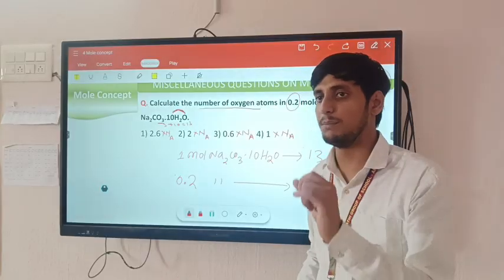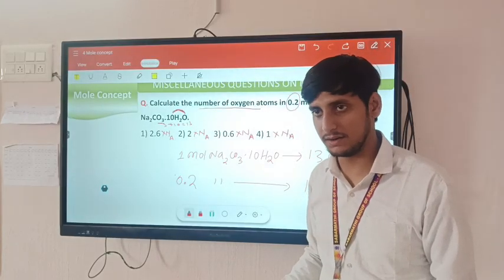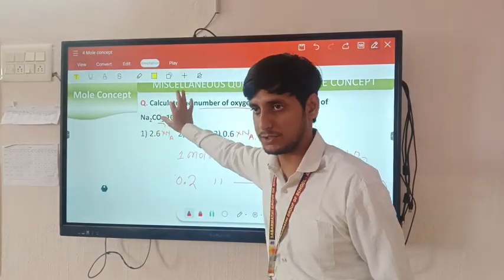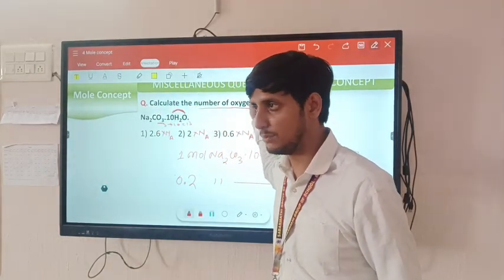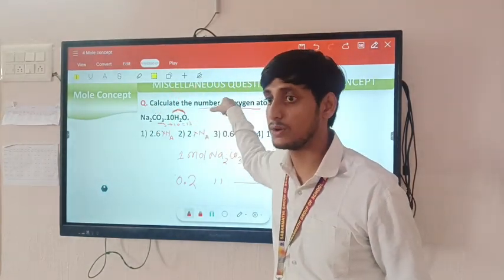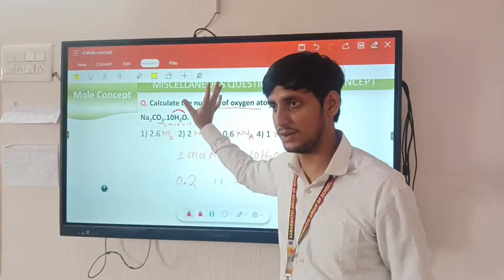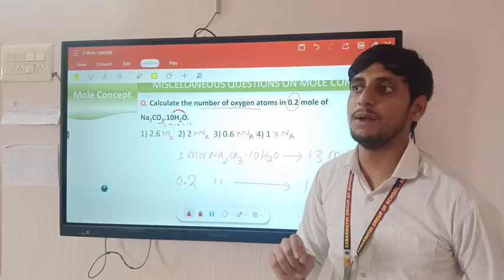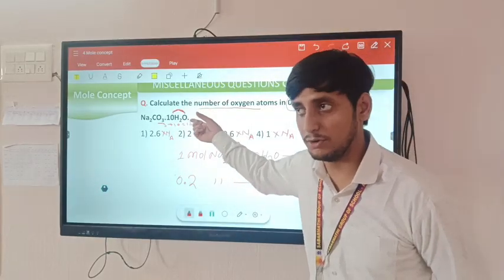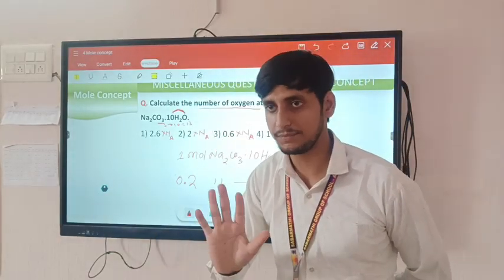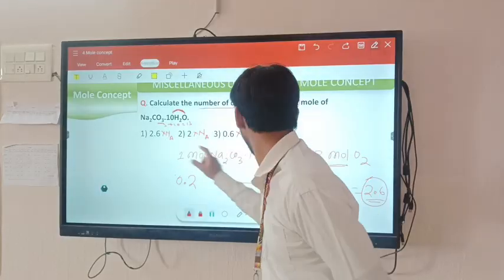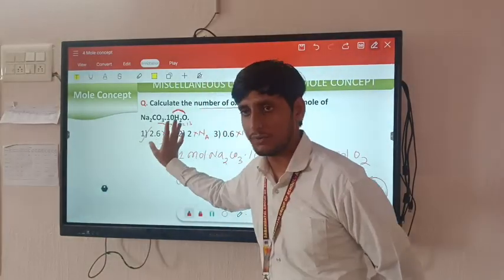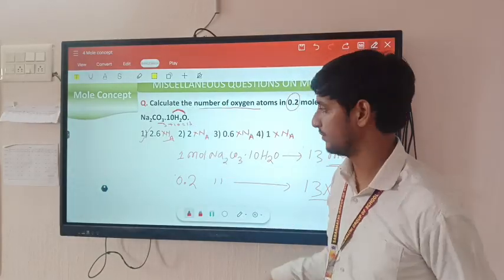Mole equals number of molecules upon Na. Here you have to consider molecules, since oxygen is in molecule form. So the number of oxygen atoms equals mole into Na, which is 2.6 mole into Na. The first option is right.